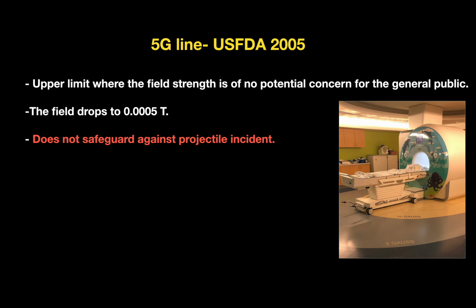Now there is a concept called the 5 gauss line, which was given by the US FDA in 2005. This 5 gauss line is the upper limit where the field strength is of no potential concern for the general public. But it does not safeguard against projectile incidents. This line represents a field drop to about 0.0005 Tesla. So this is the 5 gauss line we should know about.